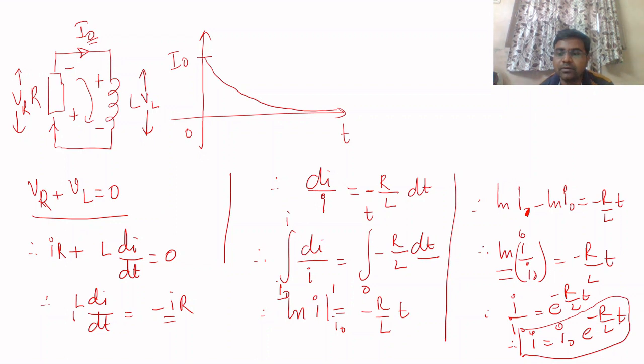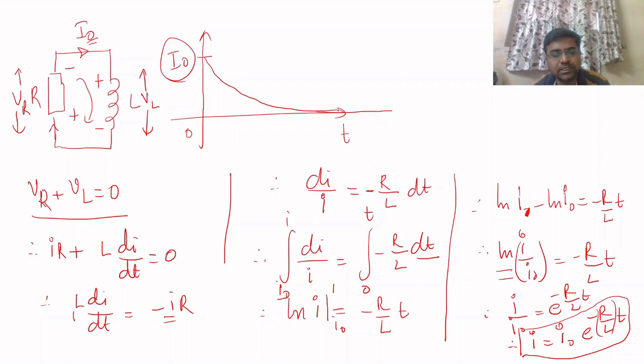When time equals 0, e raised to 0 gives me 1, so I equals I0 from this graph. When time becomes infinite, e raised to minus infinity gives me 0 current. So as time progresses, at infinity we have 0 current in the circuit, and in between this current will gradually reduce. This dynamics will be governed by this time constant L upon R. If you have a bigger inductor, it would take time to reduce the current. If you have a smaller inductor, the current will reduce in a very short time.